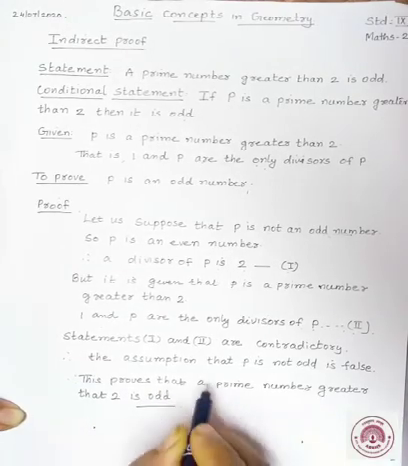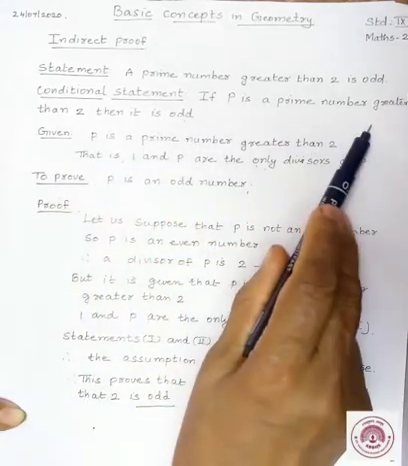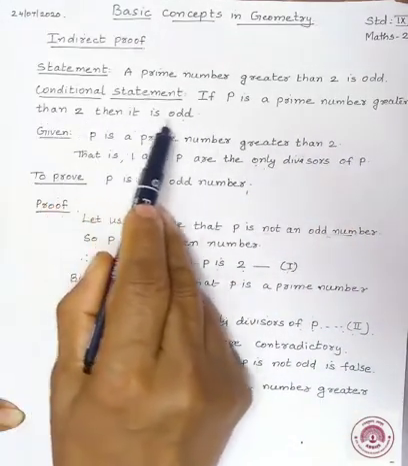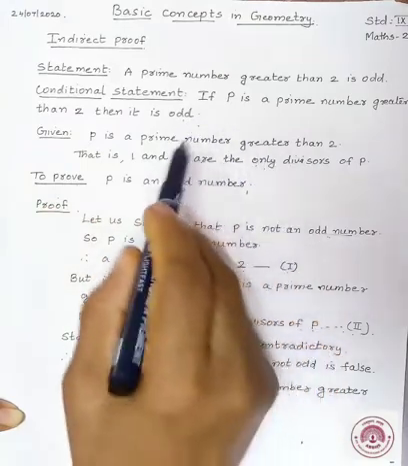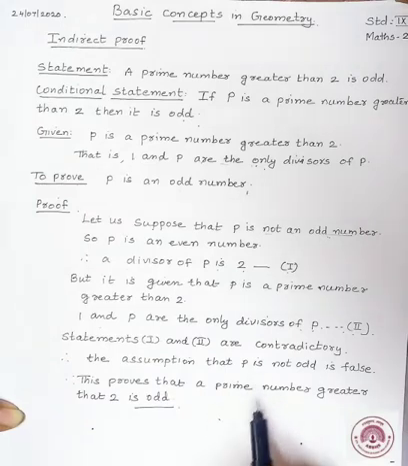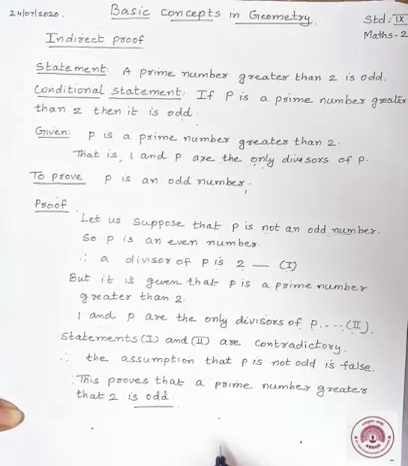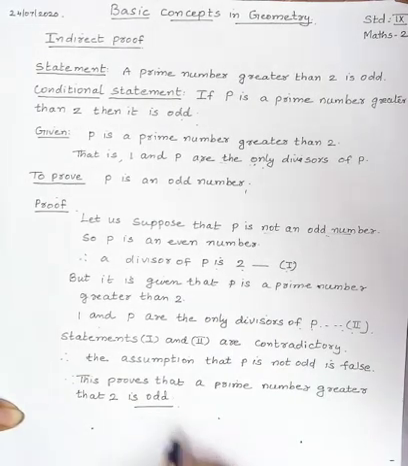So this proves our conditional statement, that is, if P is a prime number greater than 2, then it is odd. So this is how to prove a conditional statement by using indirect proof. So, students, you have to write this theorem in your notebook.